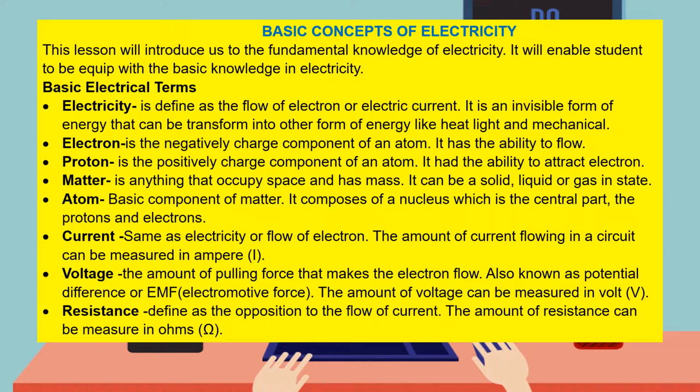Current, same as electricity or flow of electron. The amount of current flowing in a circuit can be measured in ampere. Voltage, the amount of pulling force that makes the electron flow. Also known as potential difference or EMF, electromotive force, the amount of voltage can be measured in volt. Resistance, defined as the opposition of the flow of current. The amount of resistance can be measured in ohms.